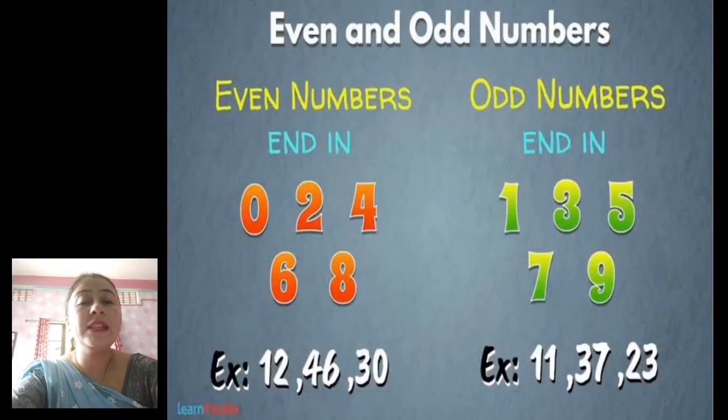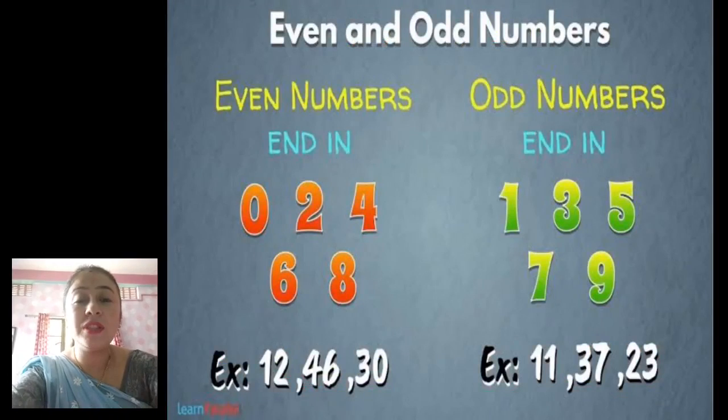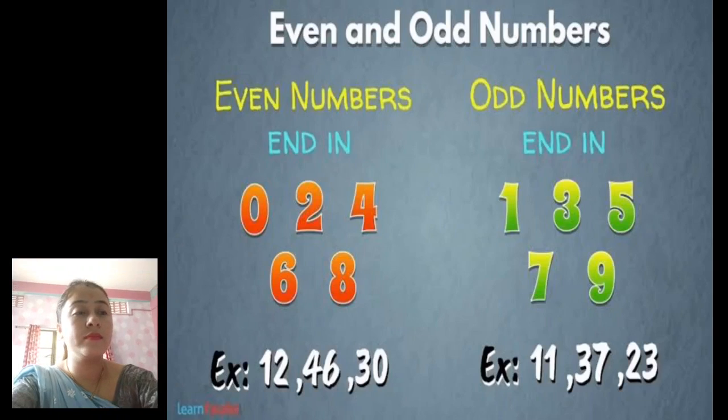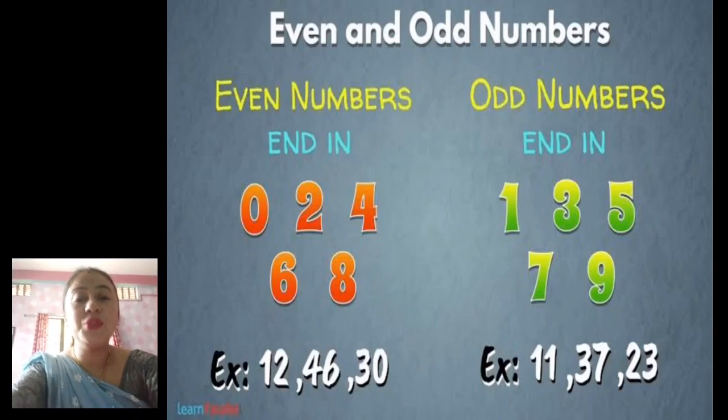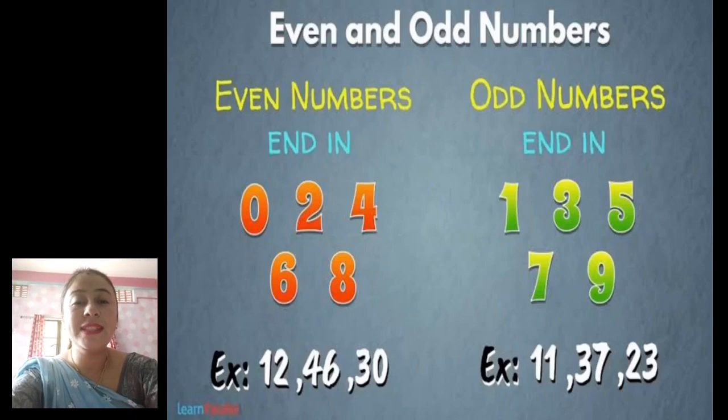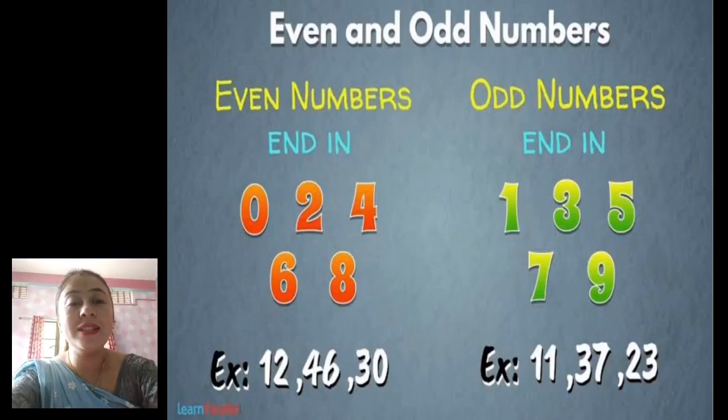So you can see in the screen what are even numbers and what are odd numbers. Even numbers end in 0, 2, 4, 6 and 8. That means if the number in the ones position is 0, 2, 4, 6 or 8, then we will tell the number is an even number. For example, 12, 46, 30. You can see in 12, 2 is there in ones position. In 46, 6 is there in ones position. And in 30, 0 is there in ones position. So these all are even numbers.